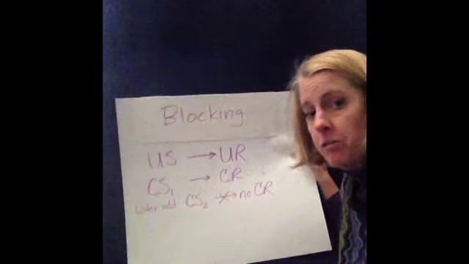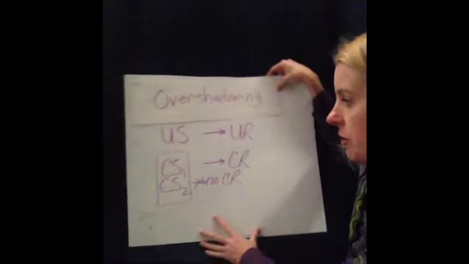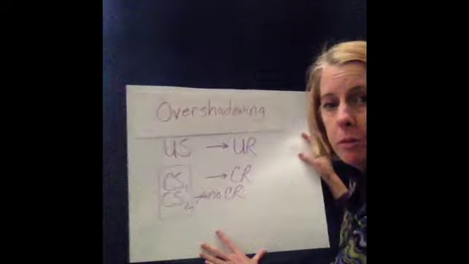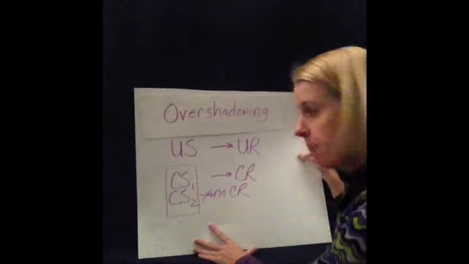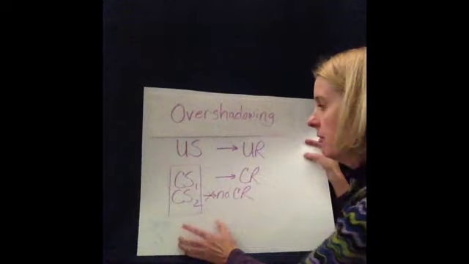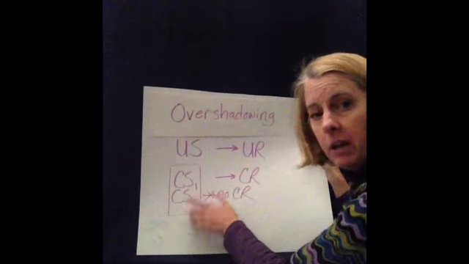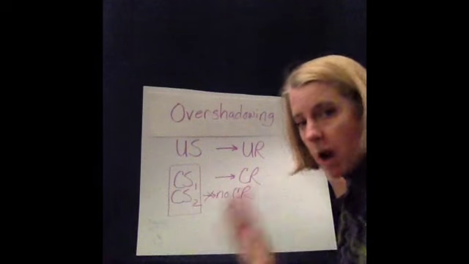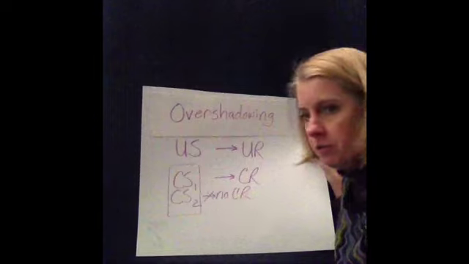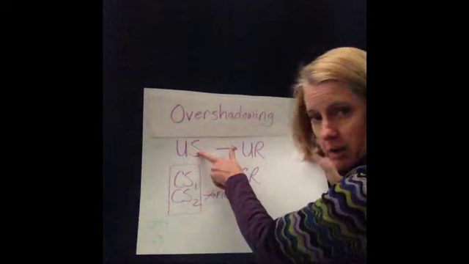Now, overshadowing is very similar. The only thing is our two stimuli, our CSs, are both going to be available from the very first trial. So let's say we have the rat in the box, the tone and the light come on at the same time from trial 1, and then for 10 seconds, then he gets his foot shock.